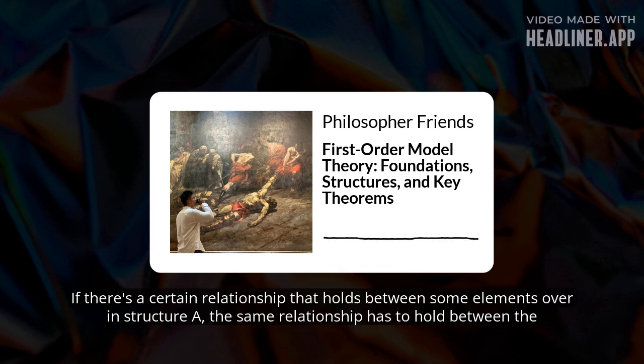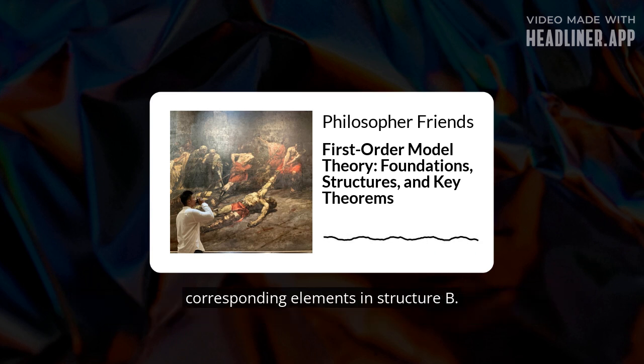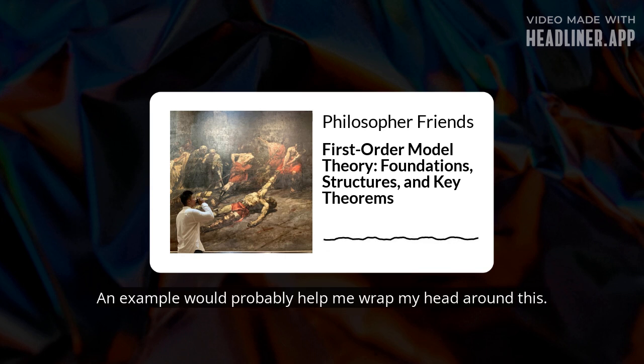If there's a certain relationship that holds between some elements over in structure A, the same relationship has to hold between the corresponding elements in structure B. An example would probably help me wrap my head around this.